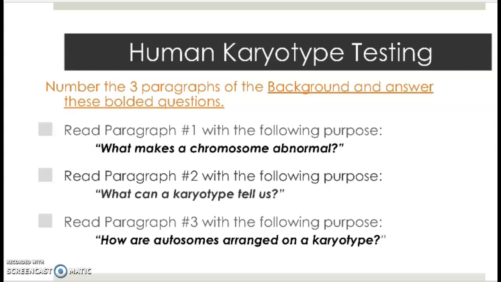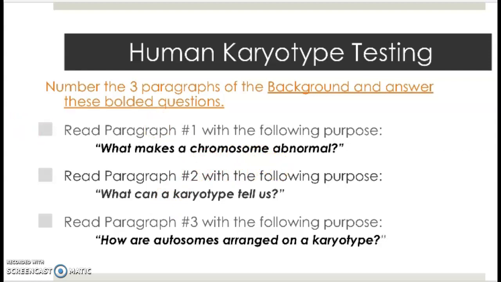I want you to read those 3 paragraphs and I want you to answer these 3 questions. What makes a chromosome abnormal? What can a karyotype tell us? And how are autosomes arranged on a karyotype? So a karyotype is an image of all 46 chromosomes. And by looking at this karyotype, we can determine a few things which you're going to read about.